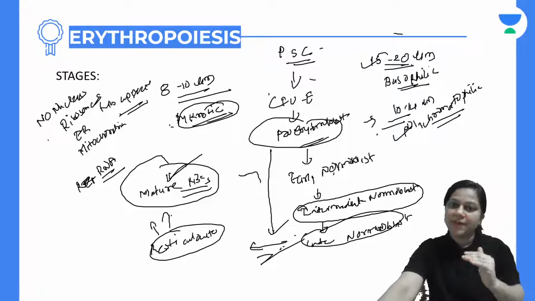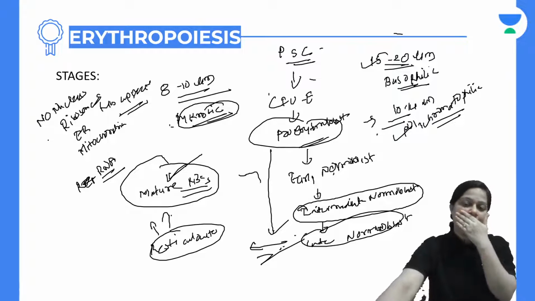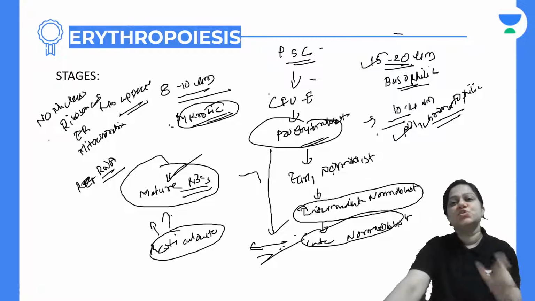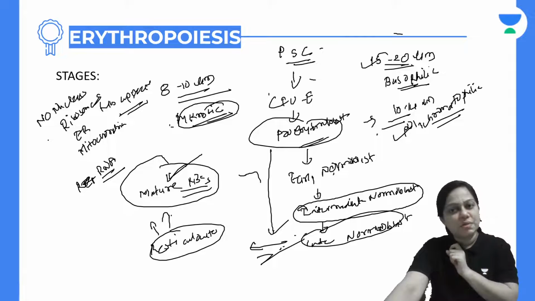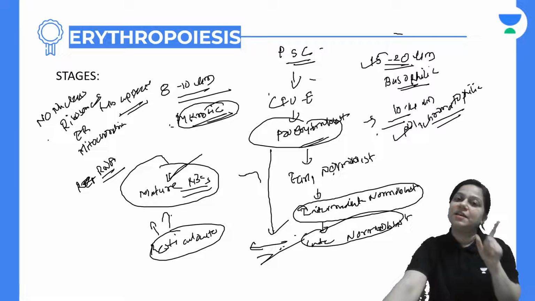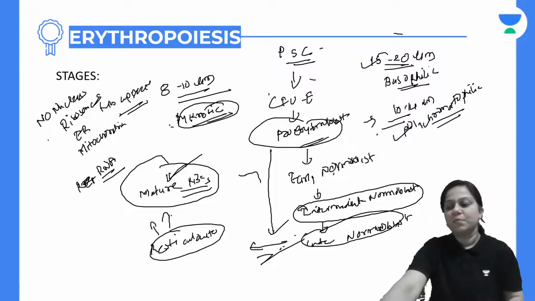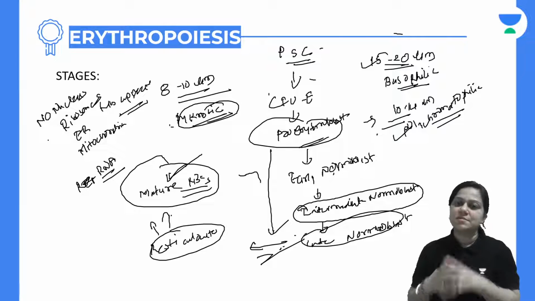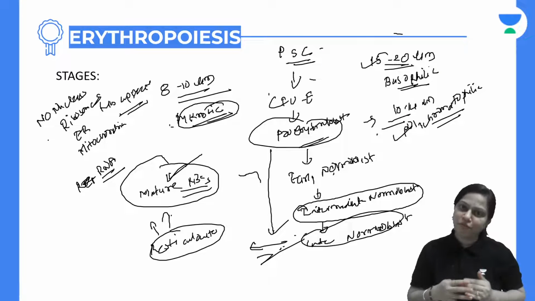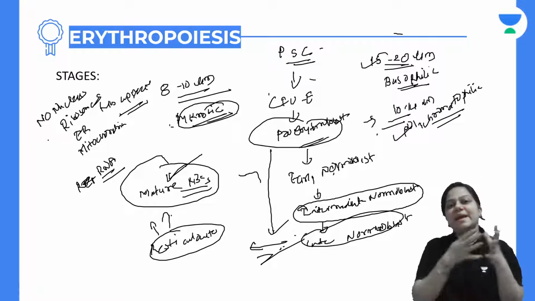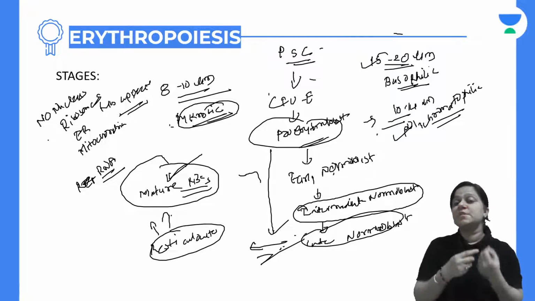Then from proerythroblast, it will form early normoblast. Then intermediate normoblast. Intermediate normoblast is a stage where the cell size is 10 to 14 micrometer, cytoplasm is polychromatophilic and hemoglobin will appear. This is again an important point to remember: hemoglobin will appear in the intermediate normoblast stage. Then there will be formation of late normoblast. In late normoblast, the cell size will reduce to 8 to 10 micrometer and the nucleus becomes pycnotic.